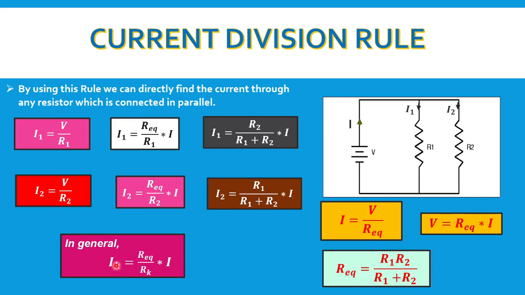So if you want to find the value of the current flowing through resistor 2, we replace K by 2. So I2 is equal to R equivalent upon R2 into the value of the current which is drawn from the voltage source, okay. So why is this formula important?